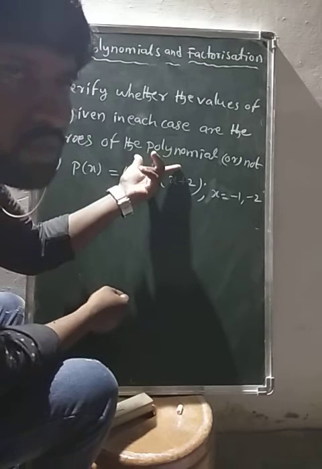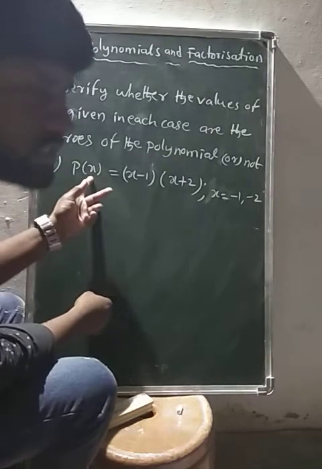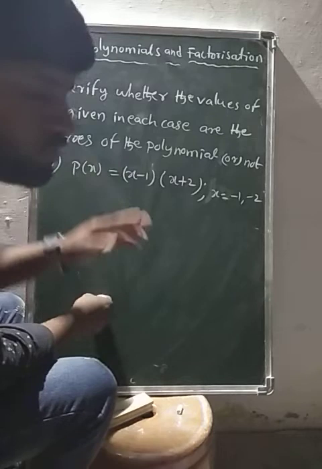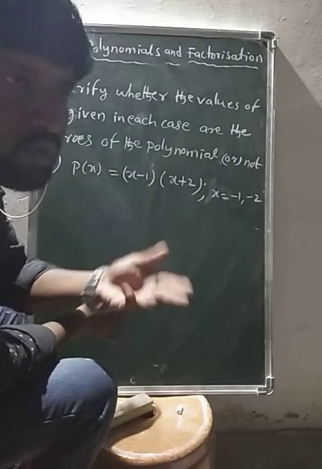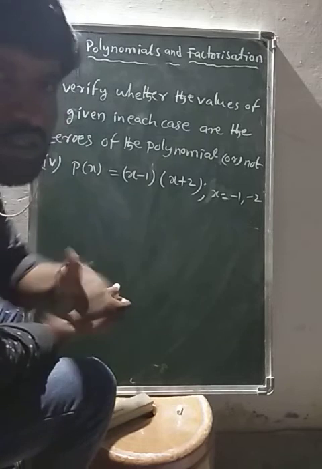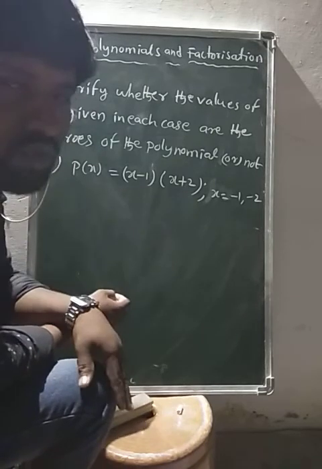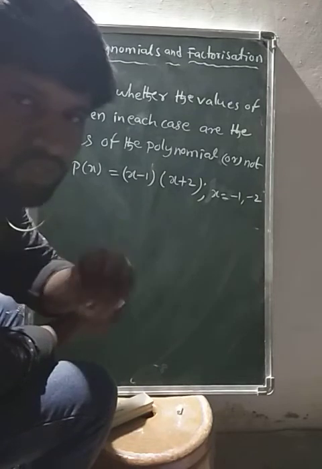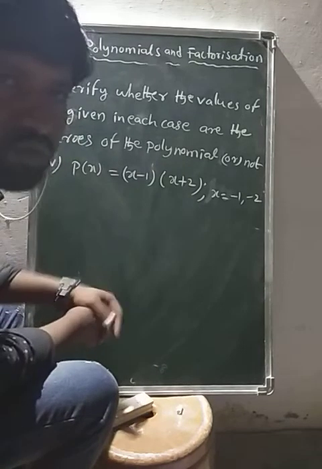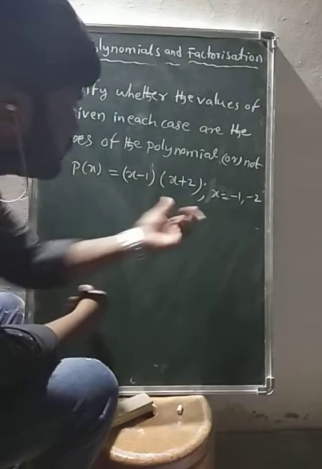Zeros of a polynomial means what? If we replace the variable x in a polynomial with a particular real number, and the value of the polynomial becomes 0, then we call that number a zero of the polynomial. We already know that. Yes, let us see this problem.